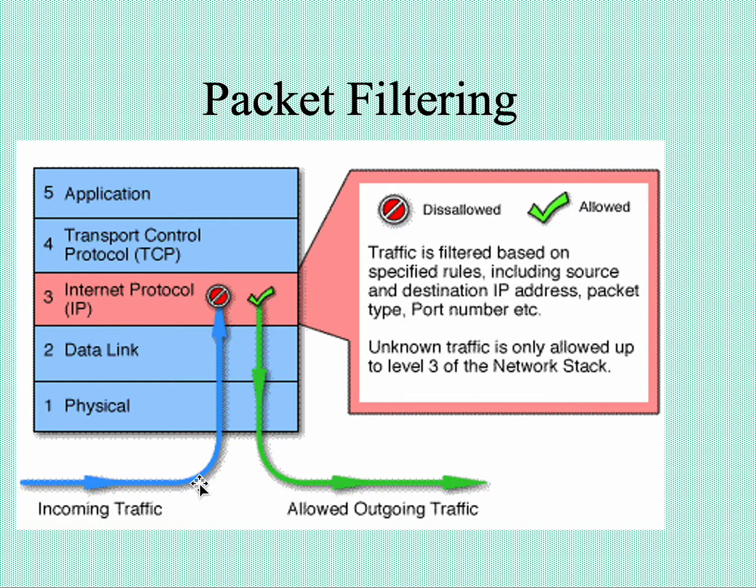Here we have a depiction of how it works. The incoming traffic is read by the internet protocol, which allows it to go to the other networks that the server is connected to. The traffic is filtered based on specified rules, including source and destination IP address, packet type, port number, etc. Unknown traffic is usually allowed to level 3 of the network stack, so that has a lesser priority.